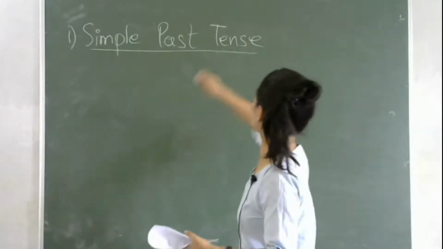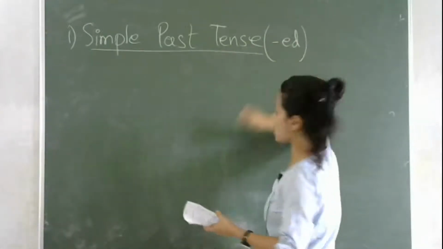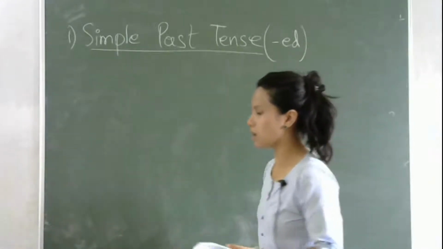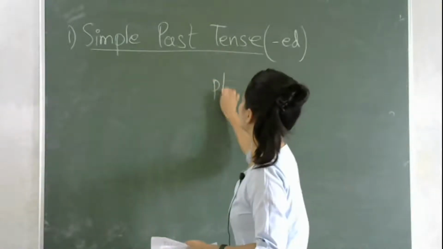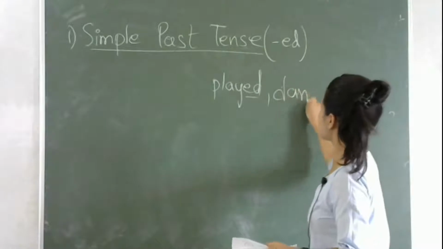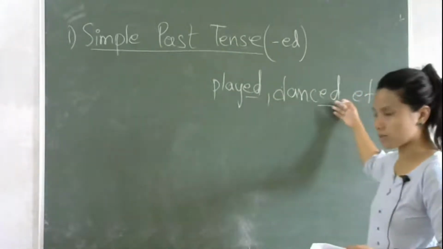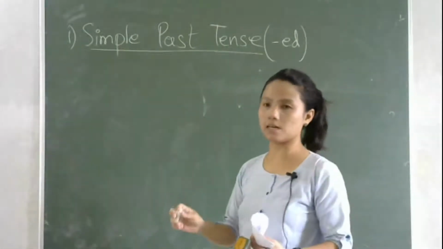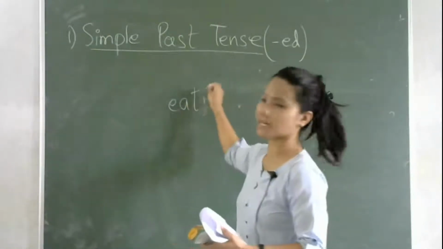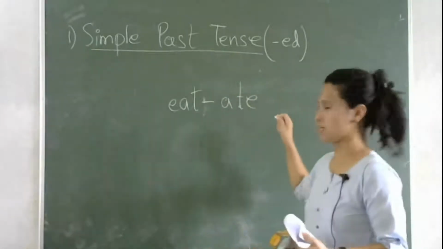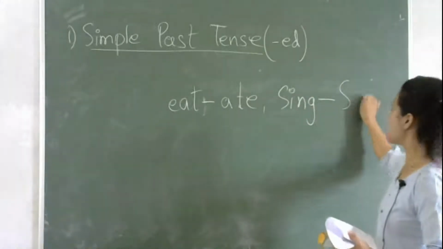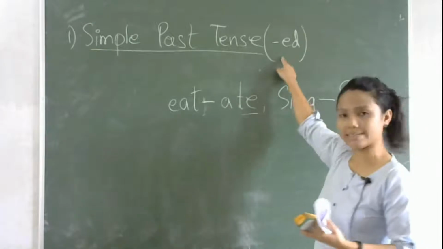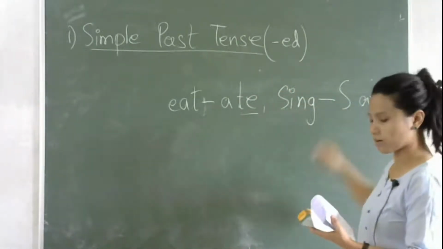Simple past tense is formed by adding ed. Most of the verbs in English end in ed. Suppose in the first sentence we got played, ed, danced, ed, etc. It goes on for the regular verbs. And there are also some irregular verbs, not ending in ed, like eat, the past form of which is ate. Sing will become sang. So all these verbs whose past form does not end in ed but ends in some other form are irregular verbs.